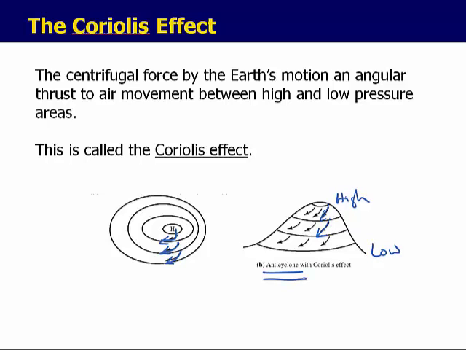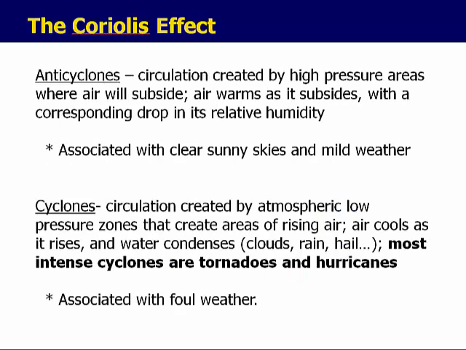This situation is called the anticyclone. The definition of an anticyclone is written here as the circulation created by high pressure areas where air will subside or move downward in the atmosphere. As air warms as it subsides, it has a corresponding drop of relative humidity, and this is associated with clear, sunny skies and mild weather.